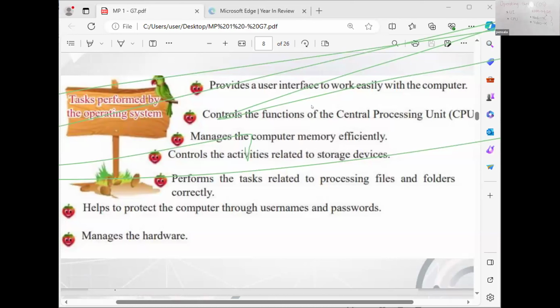Other than that, this operating system performs tasks related to files and folders, right? So let's say there is a sound file, like mp3, no, right? So we have a song. MP3. So if we play this song, the things are handled by the operating system, right? So you can understand that the operating system is a very important part of the computer.